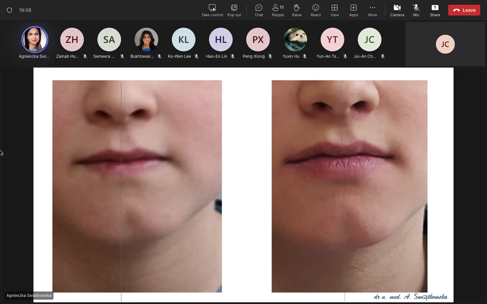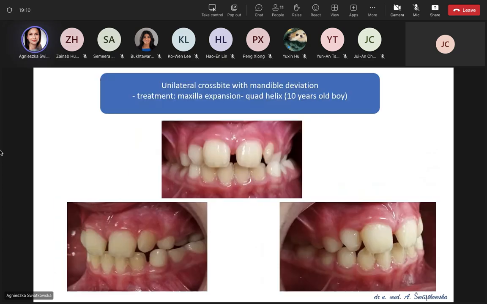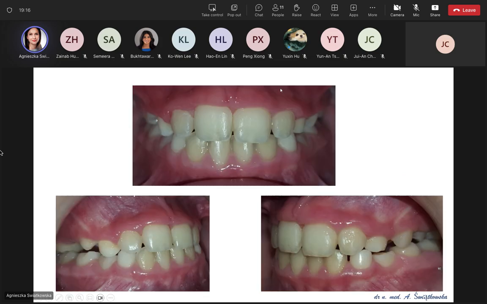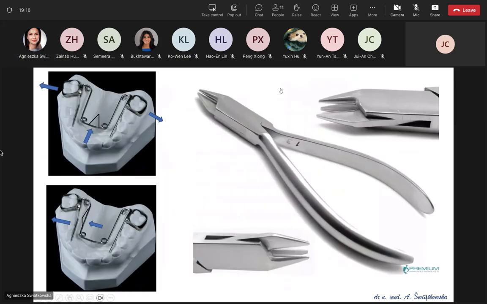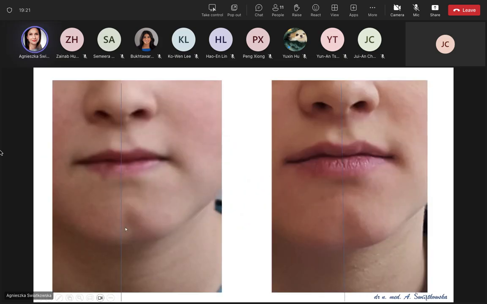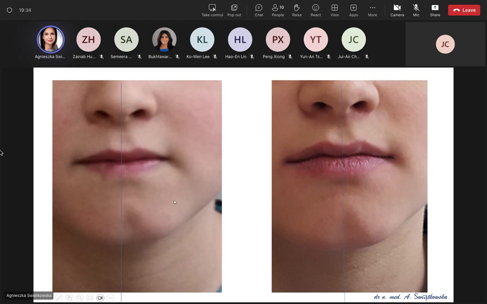If you read this, you see that this is unilateral crossbite with mandibular deviation. What does it mean, mandibular deviation? Look at this patient before treatment. You can see that we have a little asymmetry. The Pogonion point is here, PG point. On this side was crossbite. That's why the lower jaw goes on the side where is crossbite. And we have a little asymmetry.